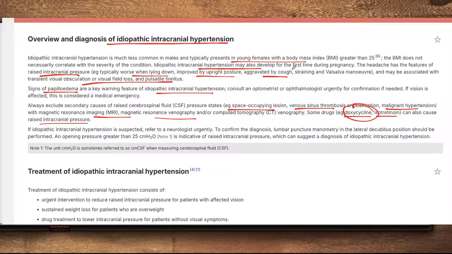If we suspect idiopathic intracranial hypertension, usually we have to send them to a neurologist. And to confirm the diagnosis, you have to do a lumbar puncture manometry, because in the lumbar puncture, you will be able to find out the pressure has increased. If the lumbar puncture manometry shows the pressure is more than 25 centimeters, that will confirm the diagnosis.